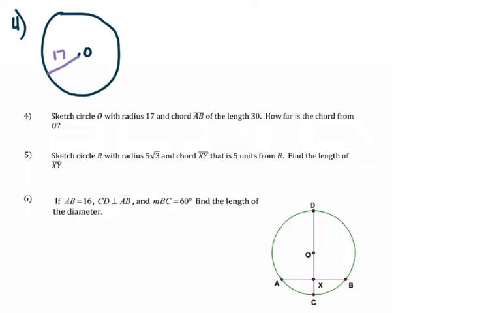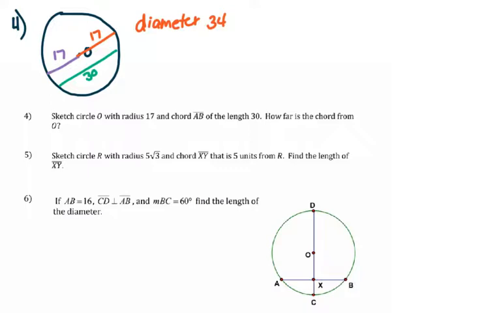Now, the diameter is twice the radius. So let me extend that line. I have 17, so the diameter is 34. And being that a chord is 30, it's shorter than the diameter. So I'm going to just put it underneath it. And so that's 30. That's the measure of AB.